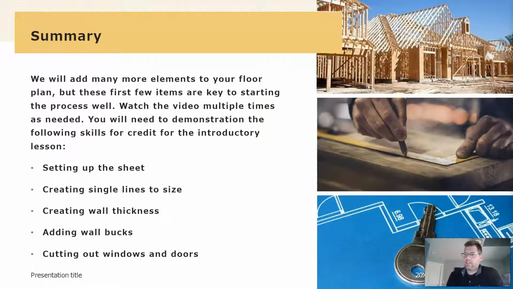And then again, to get credit for the introductory lesson, whether you did it in class with me or you're following along here or just doing review, you'll have to set up your sheet correctly. You have to create single lines to size. You have to create wall thickness, add wall bucks, and then cut out doors and windows. So those are the key things that will get you the right steps to set up your file. So let's jump over to AutoCAD.